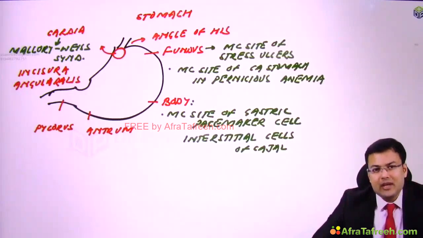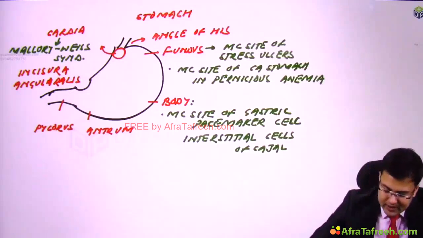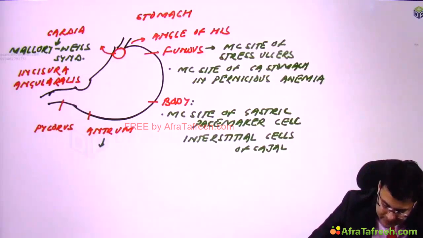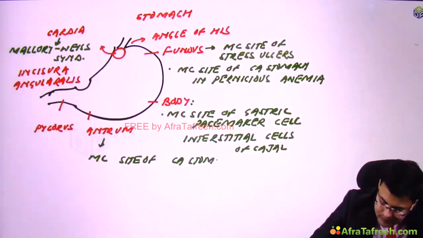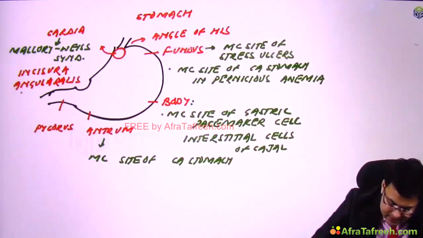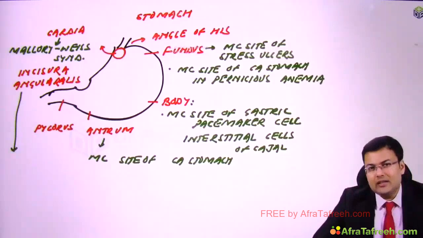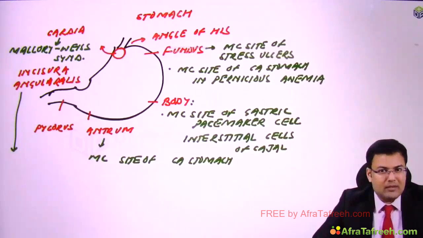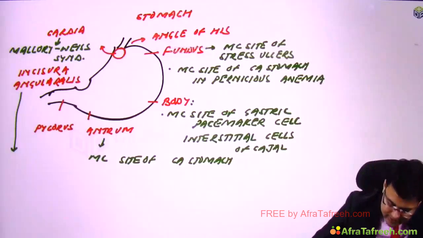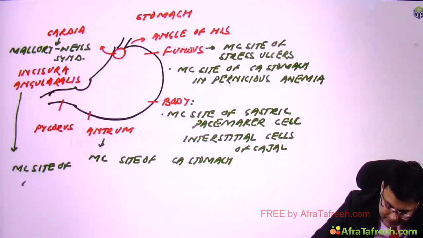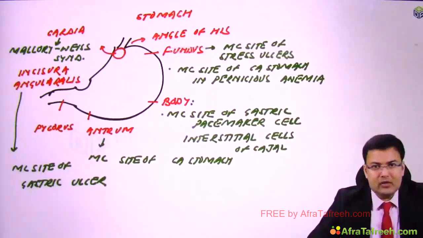After that, antrum. This is the most common site of carcinoma stomach. Overall, this is the most common site of carcinoma stomach. And after that, incisura angularis. This incisura angularis is the most common site of gastric ulcer. These are the questions related to anatomy.